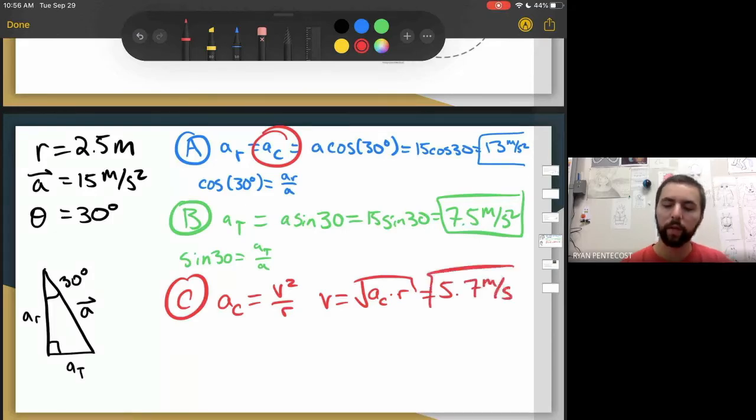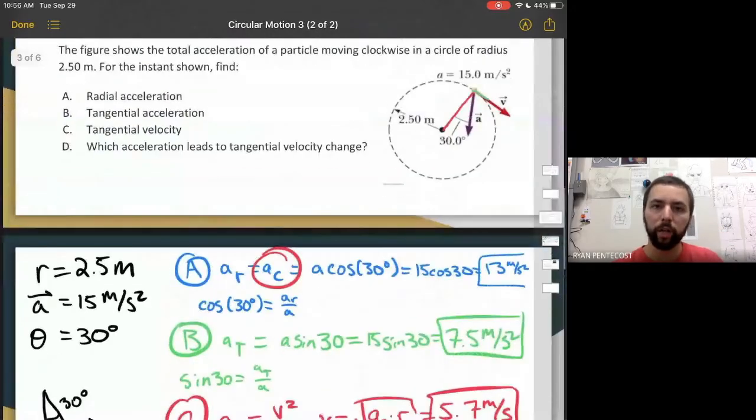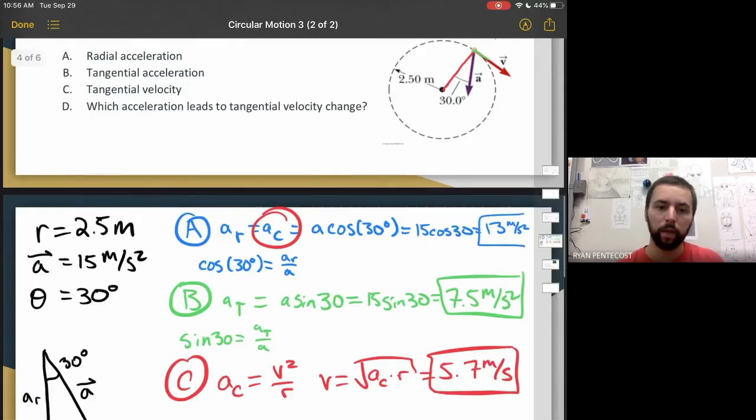5.7 meters per second at that instant. Now, with all of these acceleration vectors, you can bet that that is probably going to change over the course of this acceleration, right? So over a couple seconds, that's probably not 5.7 anymore, but at that instant, it is.